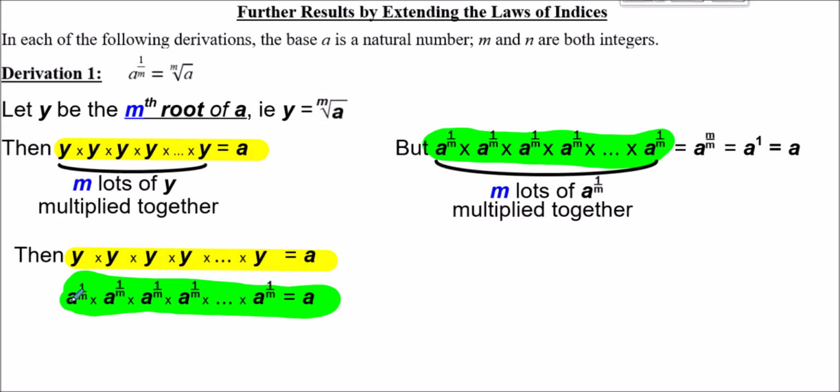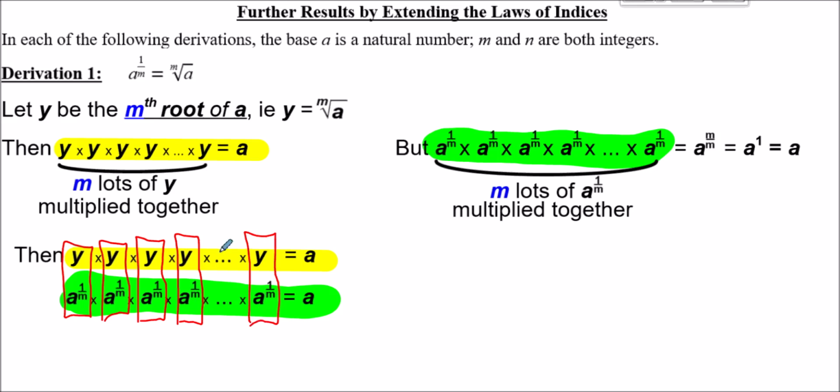And so what we can do is we can obviously just pair these up. If we were to pair these up, like so, you could see that each y must be the same as a to the power 1 over m. It just seems obvious, doesn't it? Each one of these must be the same as each one of these.